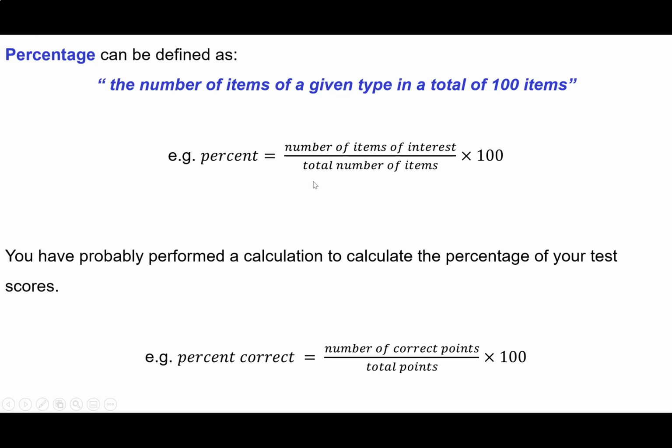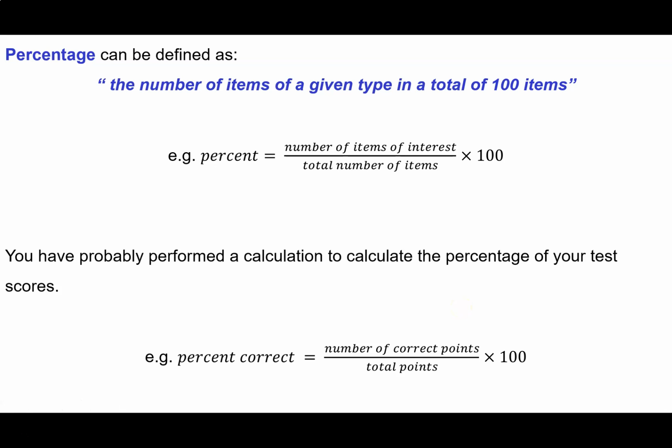So, percentage is defined as the number of items of a given type in a total of 100 items. And we'll often calculate it by taking the number of items of interest, dividing that by the total number of items, and then multiplying by 100. And you've probably done that to calculate the percentage of a test score, right? You get the number of correct points, which is your number of items of interest, divide that by the total number of questions or the total number of points, and times it by 100.